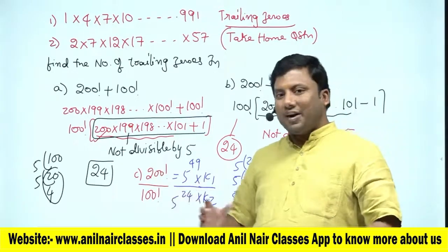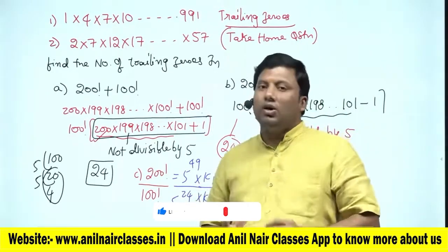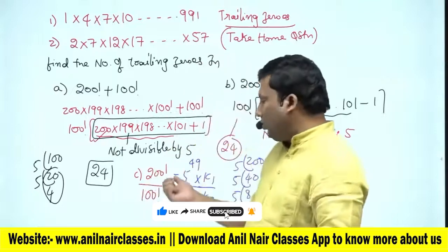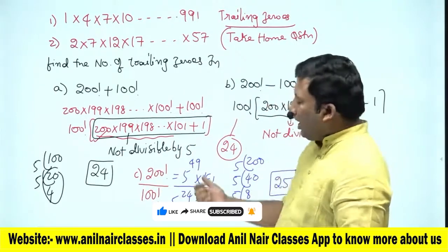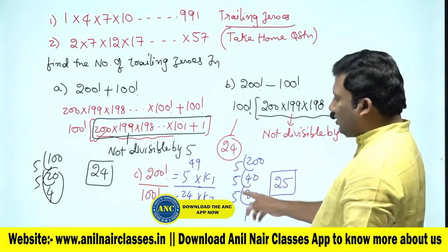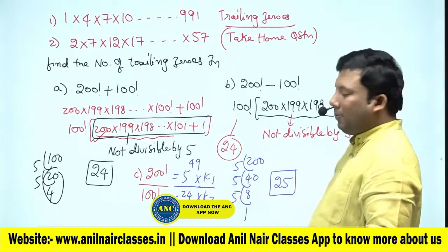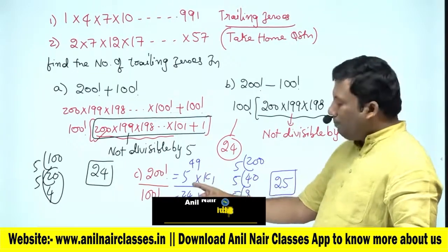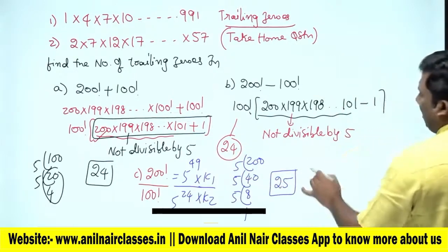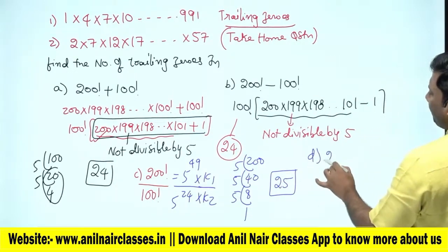For 200 factorial, the number of trailing zeros is given by the highest power of 10, but because it is factorial, it can be condensed to the highest power of 5. 40 fives, 8 fives, 1 five: 5 power 49, and 5 power 24. A power m by A power n is A power m minus n. So it is 25.